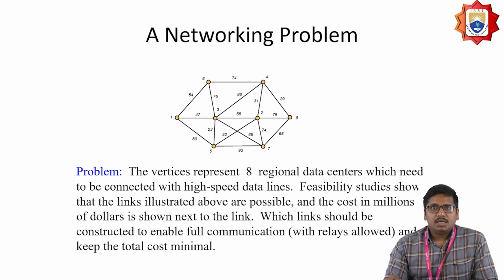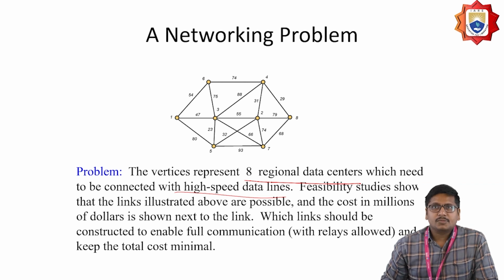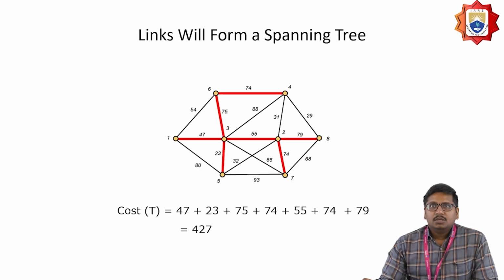So the problem is that the vertices represent 8 regional data centers which need to be connected with high-speed data lines. The feasibility study shows the possible links, with the cost in millions illustrated on them. The links will form a spanning tree here. So how is it going to be done?